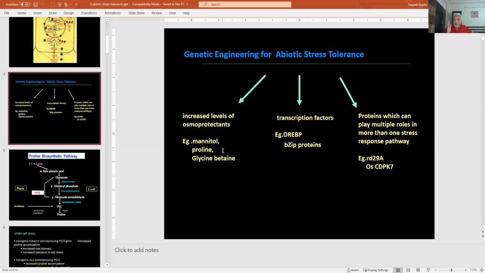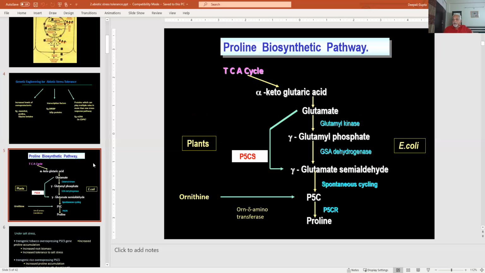This is a normal observation that under abiotic stresses like drought, cold, high or low temperatures, and salt stress, or in other words, if a plant has an osmotic stress, you see the accumulation of proline and also mannitol and glycine betaine. But we will focus on proline, how this happens. By the mid 90s of the last century, the proline biosynthetic pathway in E. coli was well understood.